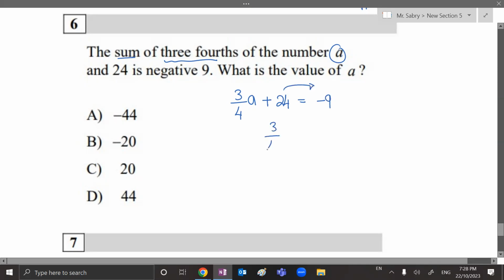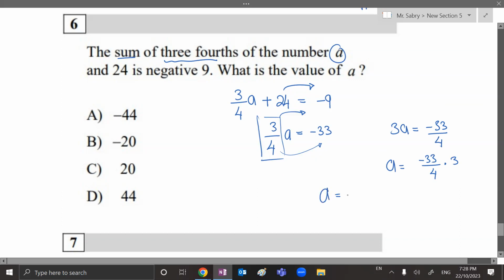I'll move the 24 to the other side. So -9 minus 24, that's -33. And then I can move the 3 over 4 all together to the other side by division, or I can move the 4 first and then the 3. So I can do it in a form where it's -33 divided by 4, and then A will be equal to -33 divided by 4 multiplied by 3. In both cases, A will come up to be -44, which is A. Okay?